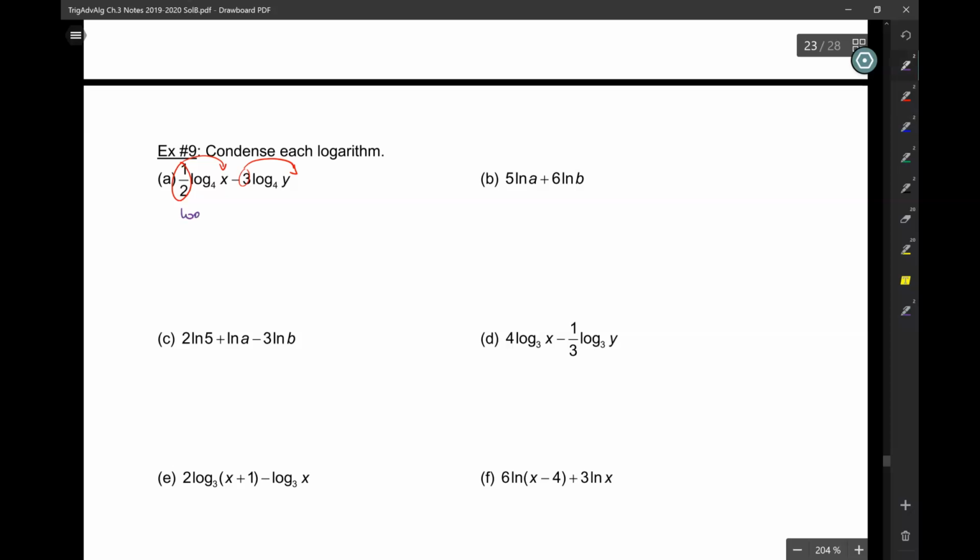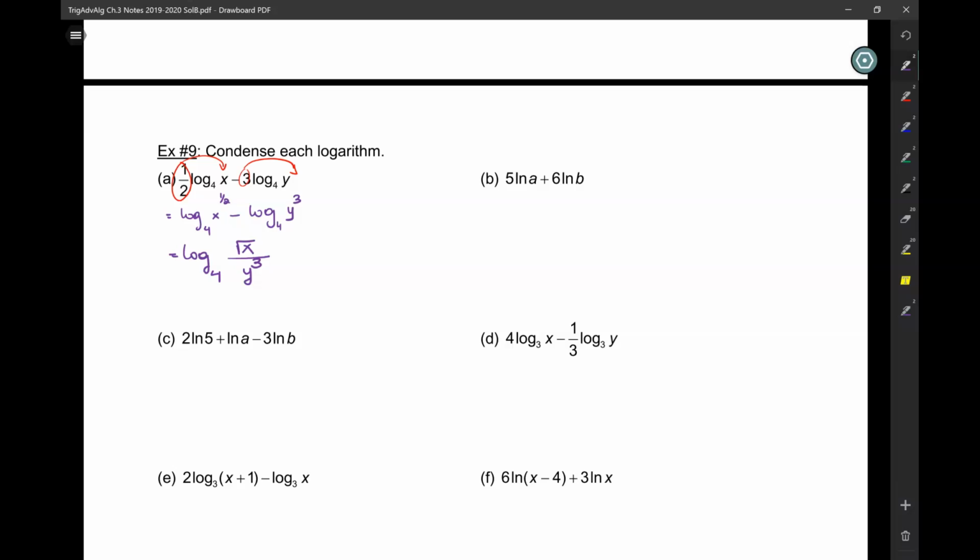So I have log 4 x to the half minus log 4y cubed. Now I need one log. Log 4. This one has a plus, right? It's a positive. So the x will be in the numerator. Now if it's x to the half, it's the square root of x. And then the y cubed has a negative, so it must go downstairs into the denominator. Okay? Cool, right?